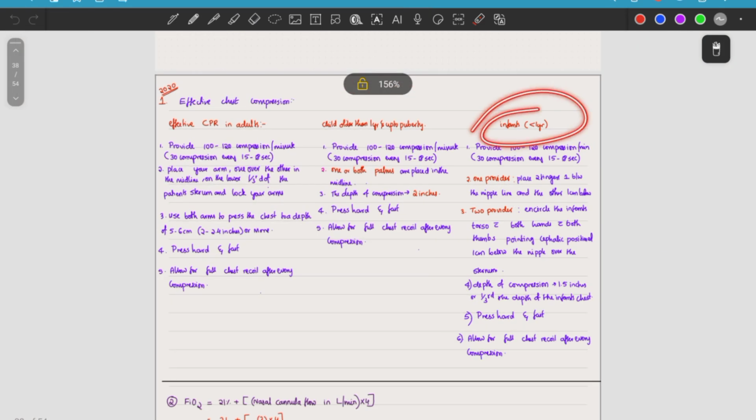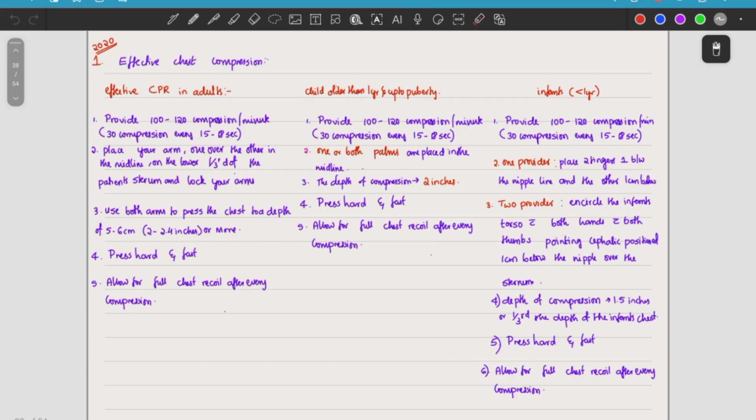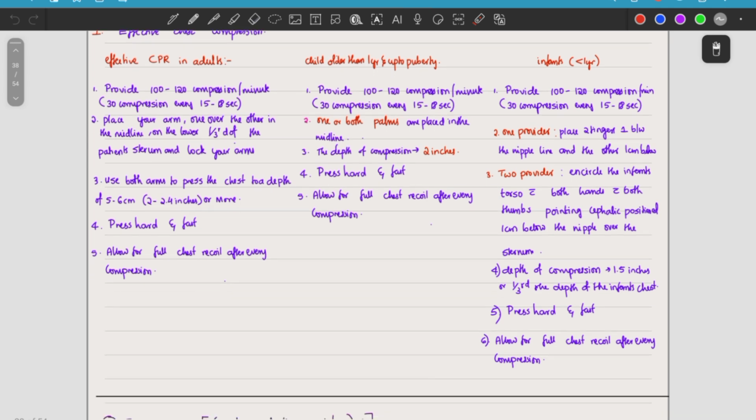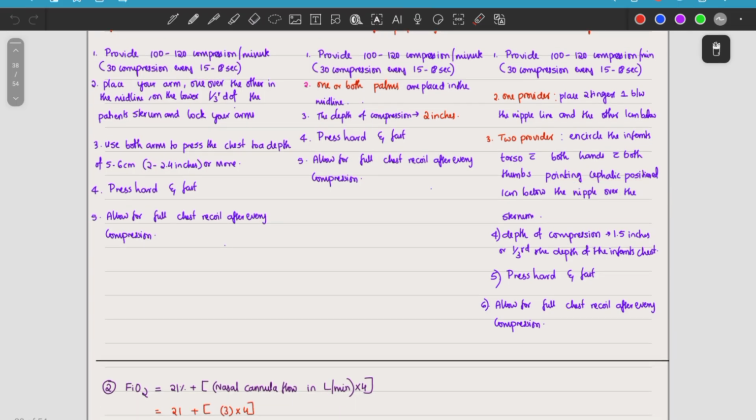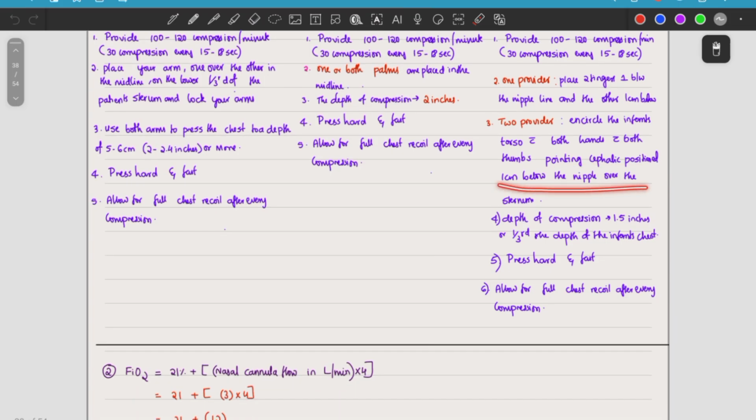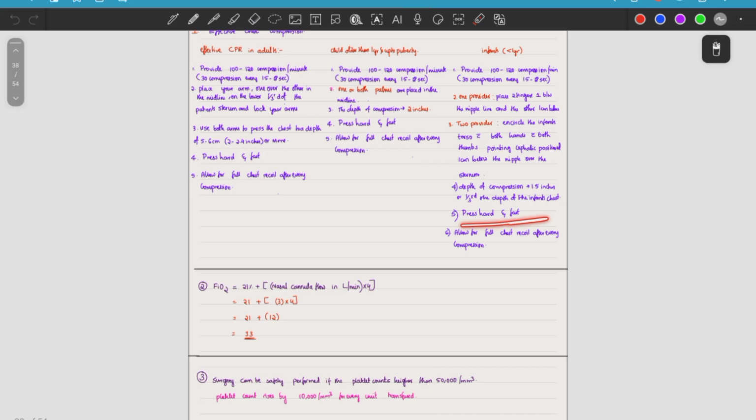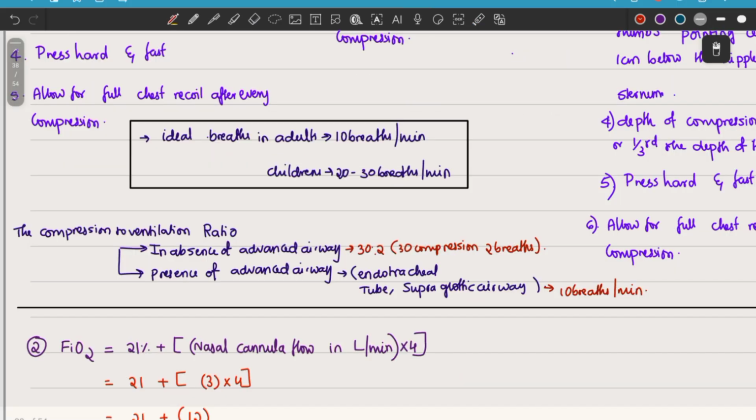In infants less than 1 year, if you are the only provider for CPR, you can place 2 fingers just below the nipple line. If there are 2 providers for CPR, you can encircle the infant's torso with both hands, with the thumbs pointing in the cephalic direction, 1 centimeter below the nipple line over the sternum. Press hard and fast. How to ventilate the patient?